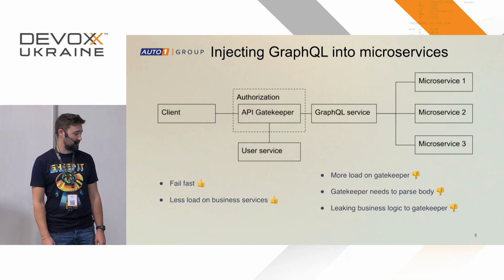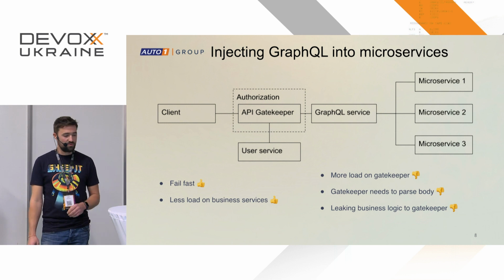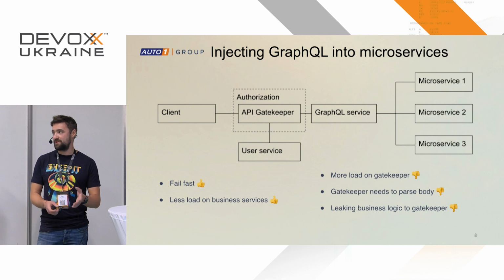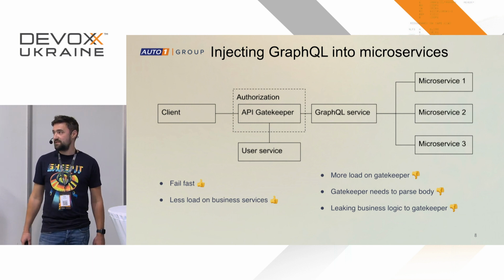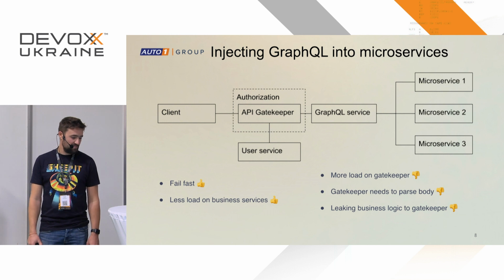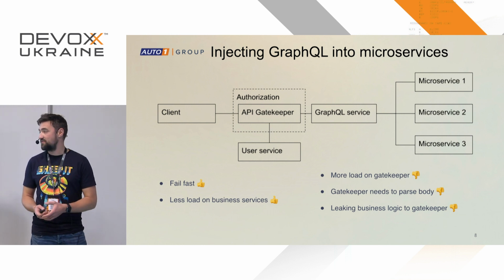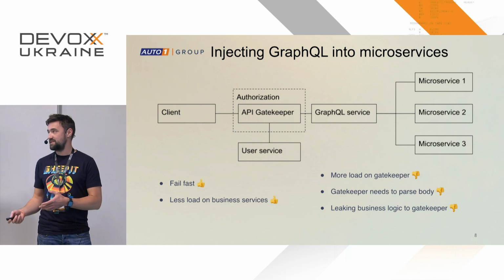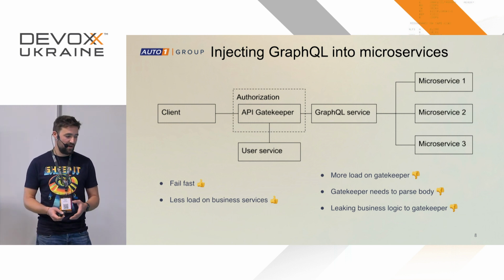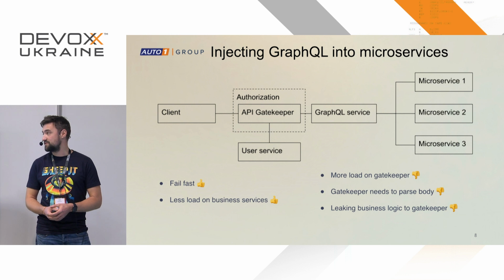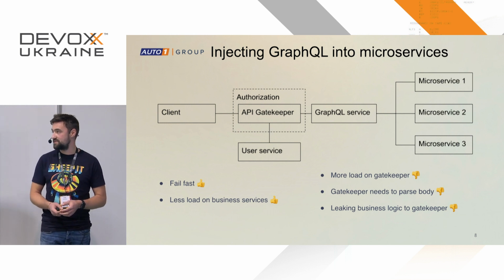So the next question we had to solve is where we would like to put this authorization logic. The first obvious approach would be to keep it where it was in the legacy, at the gatekeeper level. Yeah, we can do this, and it has several disadvantages and advantages. It's fail fast, meaning that the client sends the request, authorization is done in the API gatekeeper, and it immediately decides if the client has permissions or not, and then returns the response. And thus it creates less load on our business services.